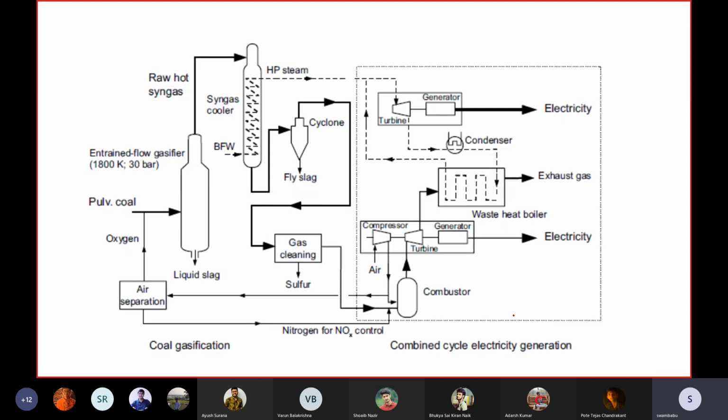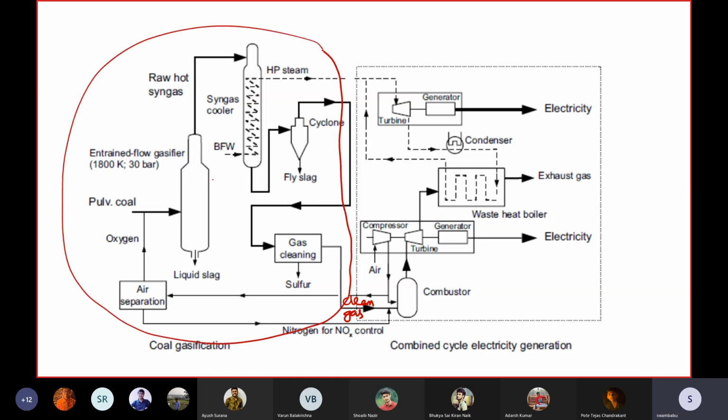This is the method to produce electricity. I just explained this gasification. This is the entrained gasifier. These are the methods we discussed, and we have the cyclone and the gas cleaning, and here we get the clean gas. Whatever we discussed so far is the same, so you don't worry about it. So clean gas comes, right?